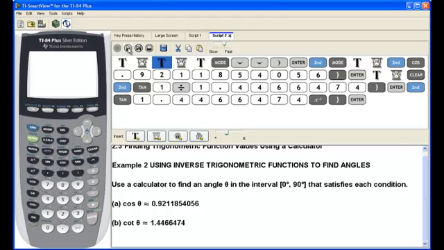In order to find the angles, you're going to be using the inverse trigonometric functions on your calculator. So for inverse sine, you'll look right above sine and see inverse sine, so you would hit second sine to find inverse sine. For inverse cosine, press second cosine. To find inverse tangent, press second tangent.